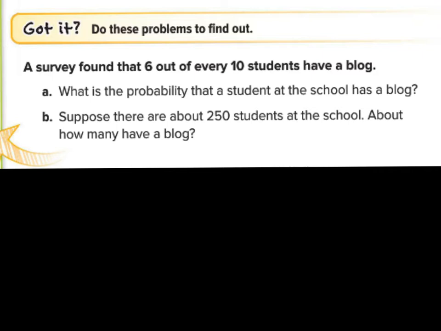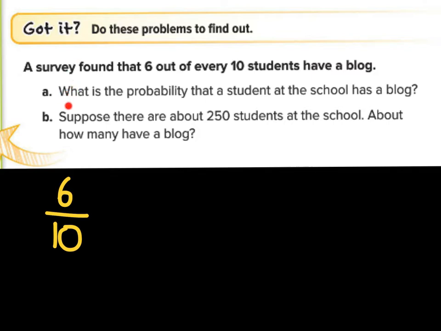Okay, now let's try practicing. Here we have a survey that found that 6 out of every 10 students have a blog. Well, I know you can identify that 6 out of 10 is 6/10, which is 60%, right? I could just add a 0 here and add a 0 here, and we have our 60%, correct? But that's not what we're going to do. Let's just follow along. If you think you know how to do this, please pause and do it on your own and then check how I did it.